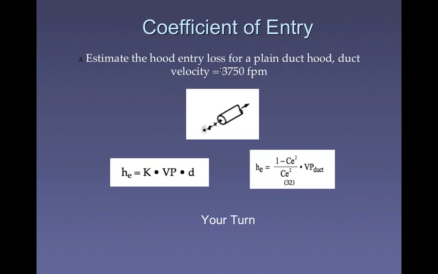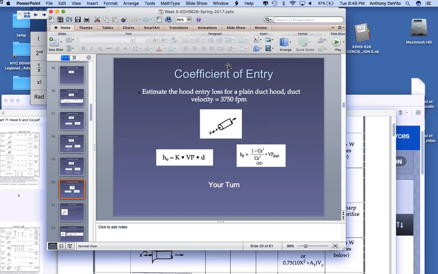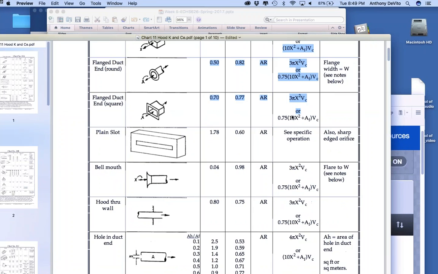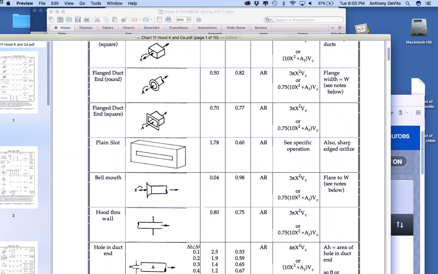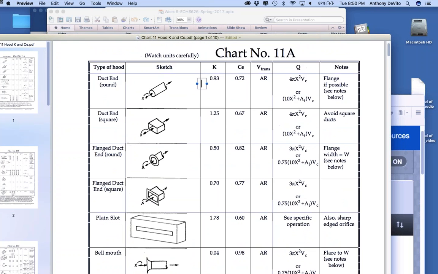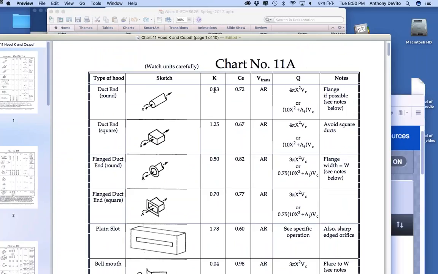Hood entry loss for a plain duct. Hood duct velocity is 3750. Got to go back again, right? Now you do it. I'll give you a plain duct end. The K factor is 0.93. What a difference, right? 0.93 versus 0.04 for the bell entry. Big difference, and so the design of these things makes a big difference.